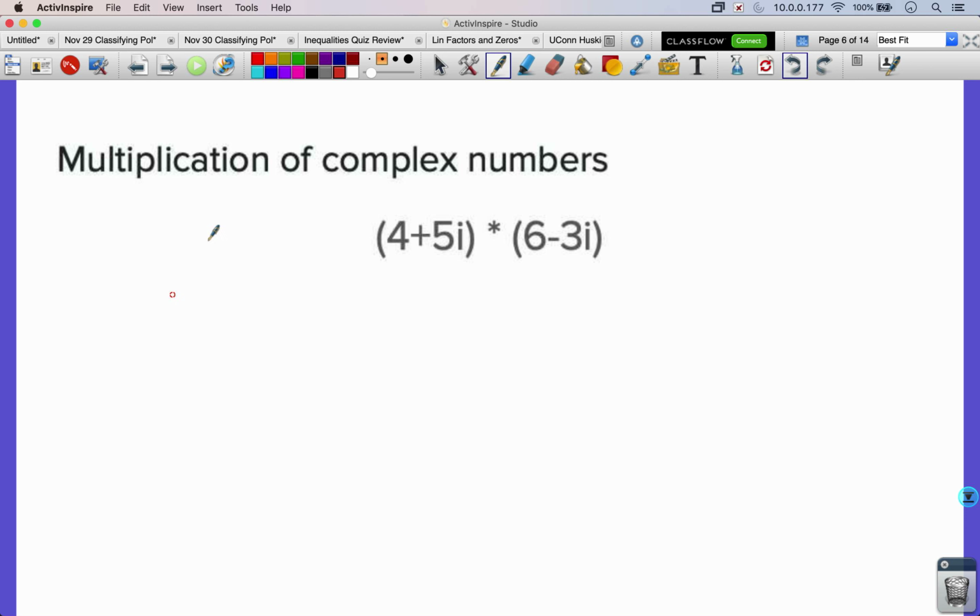All right, how do we multiply? So here's how we do it by hand. We are going to FOIL this. So you go first, outside, inside, last. Now, something special is going to happen when you multiply those last ones. But let's get through the first, outside, inside first.